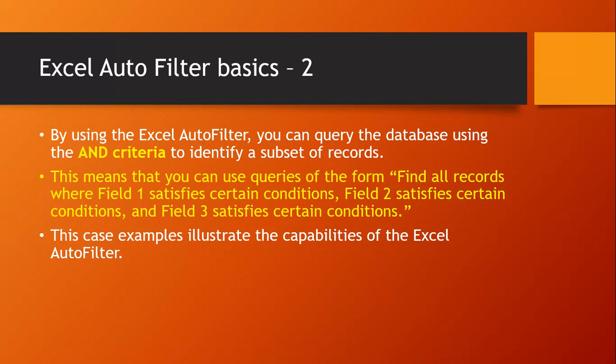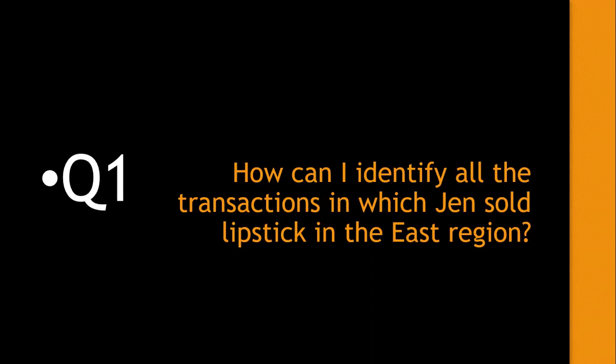This is the best way to learn how Excel works, how AutoFilter works. Let's start. We have a question. How can I identify all the transactions in which Jen sold lipstick in the East region? Look, we have three things. First, the name of the person is Jen, product is lipstick, and third is the East region. So we have to apply a filter in such a way that we filter on name, product, and location.